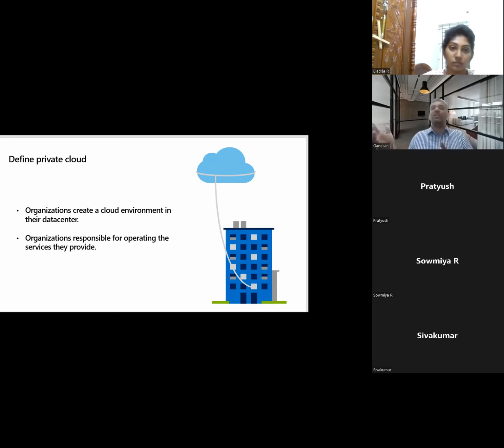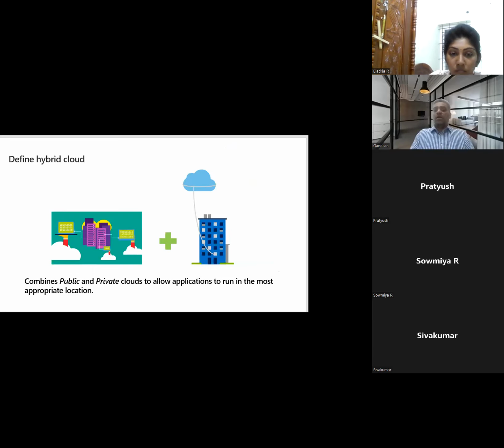But the bank is giving locker facilities for you as well as your neighbors. That is the public cloud. So private cloud is something you are creating yourself. Now, what is hybrid cloud? Hybrid is nothing but a company using both clouds.